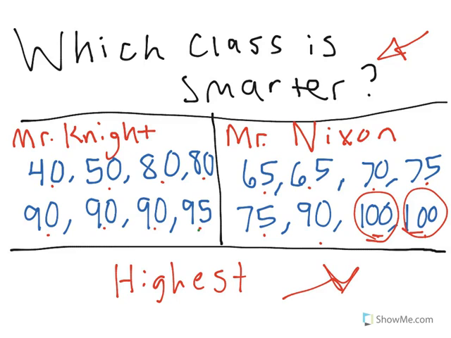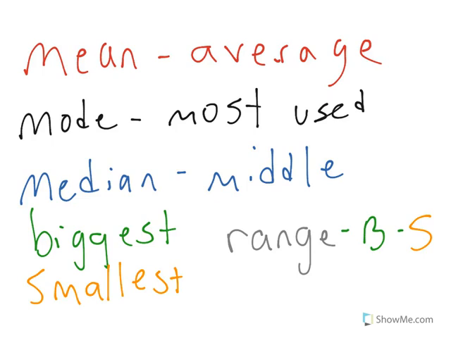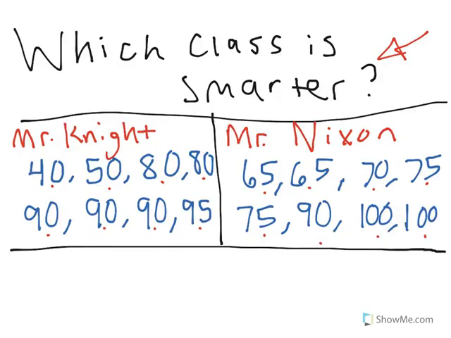Would that be a valid argument? Absolutely it would. I could also make the argument that Mr. Nixon's class is smarter because their lowest grade is higher than my lowest grade. So their lowest is higher than mine, and so I could make that argument. But let's have a rebuttal, which is an argument that says Mr. Knight's class is smarter. So if we look over here and we look at the median, let's make an argument for Mr. Knight's class.